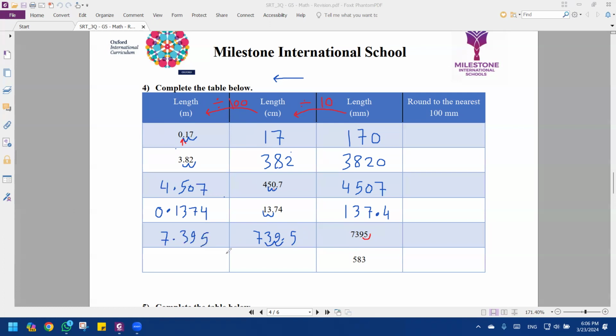7.395. Now the last one, 583. We divide by 10, so we bring the decimal 1 step. 58.3. Now I move it 2 steps here. Will be 0.583 meters. So we finished the converting.